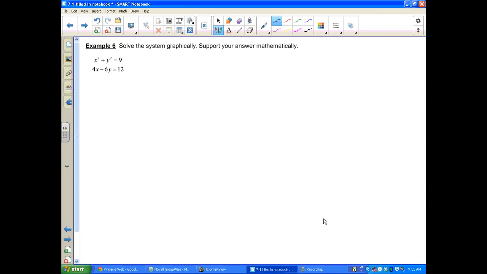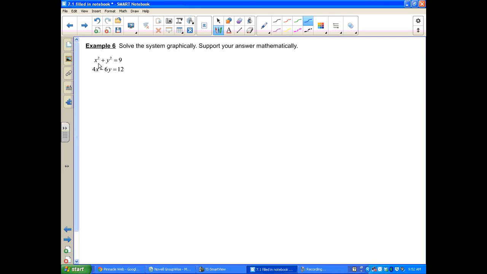Now let's look at solving graphically. So here's example 6. We've got an interesting set of equations here. You may notice that this first equation, x squared plus y squared equals 9, that's a circle. And then this next one will give us a line because there's not any squareds in it, just an x and a y. So if we want to solve the system graphically, and more importantly, we want to use our graphing calculator to help us, the first thing we have to do is solve both equations for y.